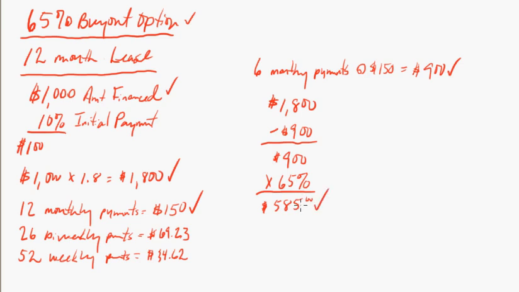So all the customer will need to do is send Progressive $585, and they will own their merchandise outright.